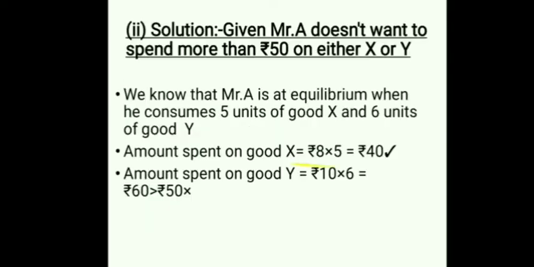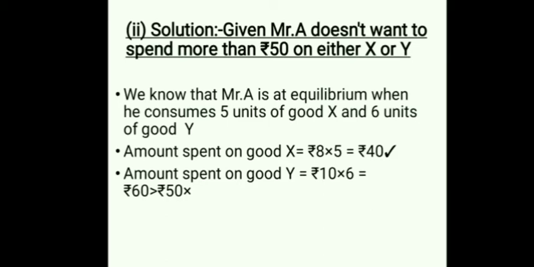That's all. In the second part of the question, Mr. X doesn't want to spend more than 50 rupees on either good. So we know the consumer is at equilibrium when he consumes 5 units of good X and 6 units of good Y. Now let us see how much money is spent on each good. For good X, the amount spent is rupees 8 into 5, which is 40. It is less than 50, so the consumer can buy 5 units. The amount spent on good Y will be rupees 10 into 6, 60 rupees, but that is greater than 50.